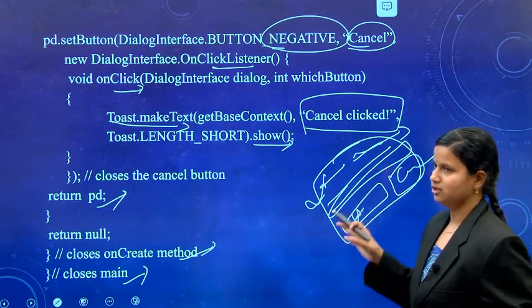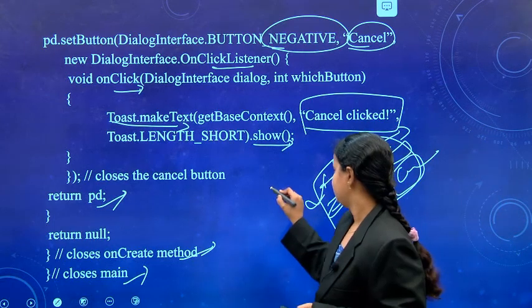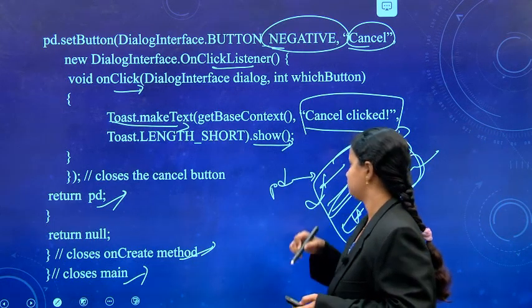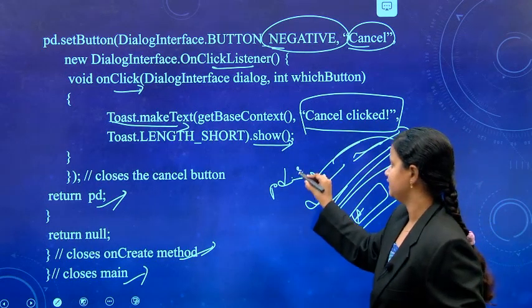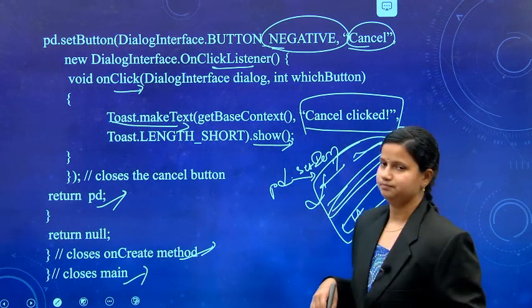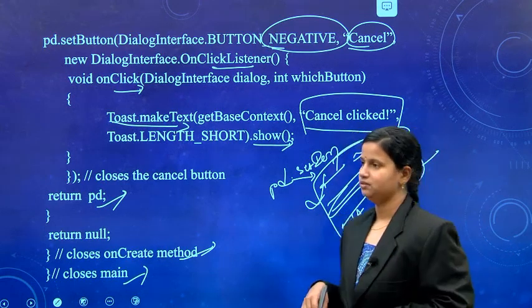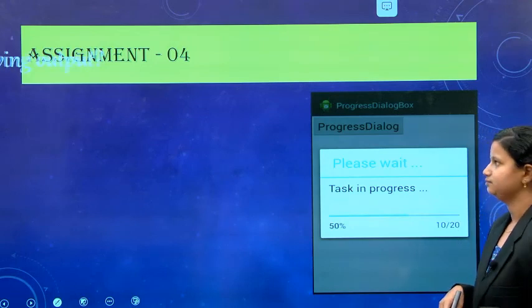So, to set all these properties you have to use this one with PD. Why? Because PD is the object for this progress dialog. To set any properties, PD dot set is a keyword. After that you have to write the corresponding property. Okay. So, that is the assignment for this topic.